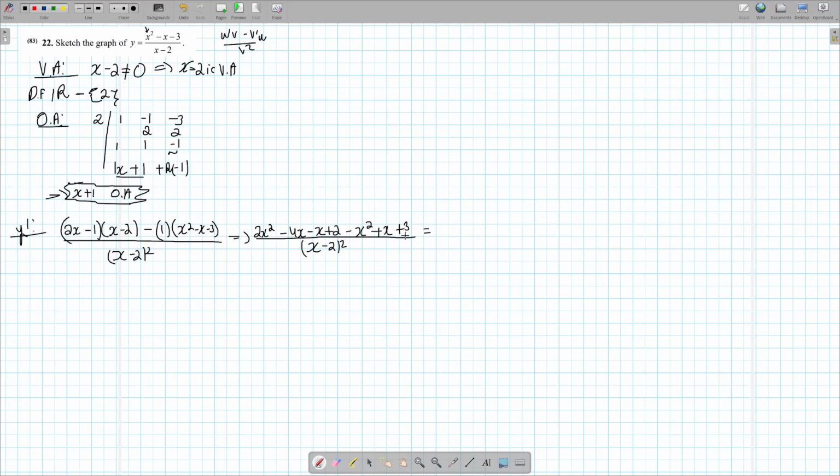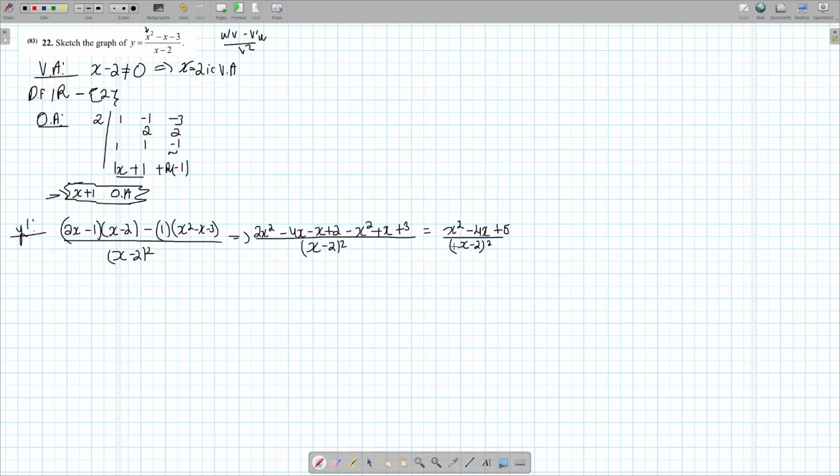So we're going to simplify this now. 2x squared minus x squared will get you x squared. Minus 4x minus x is minus 5x. Minus 5x plus x is minus 4x. 2 plus 3 is 5, over x minus 2 squared. So this is y prime.